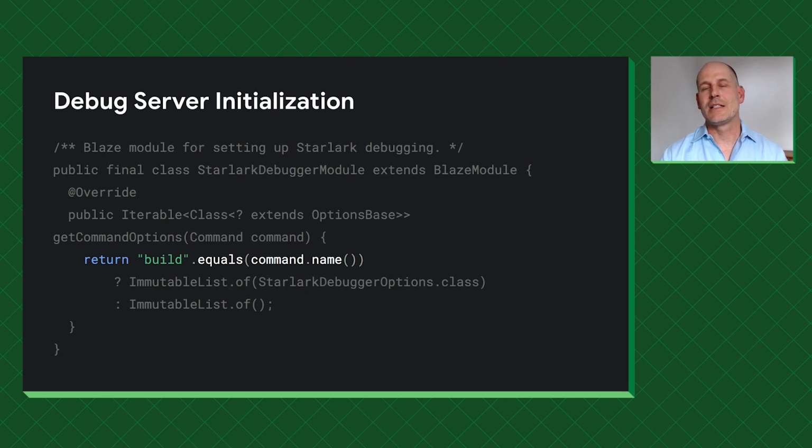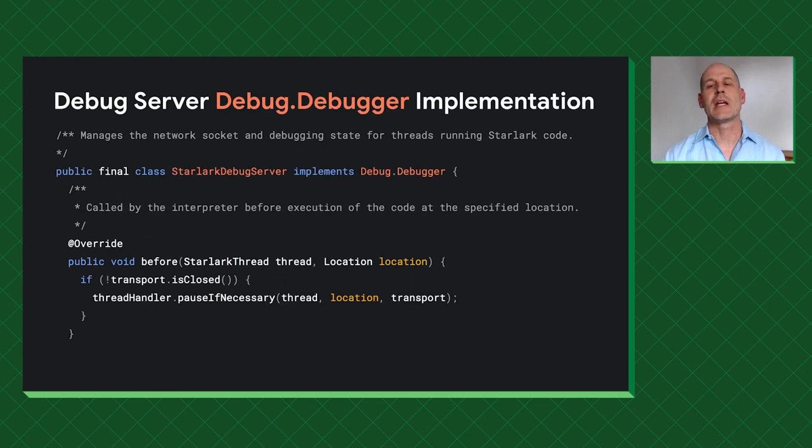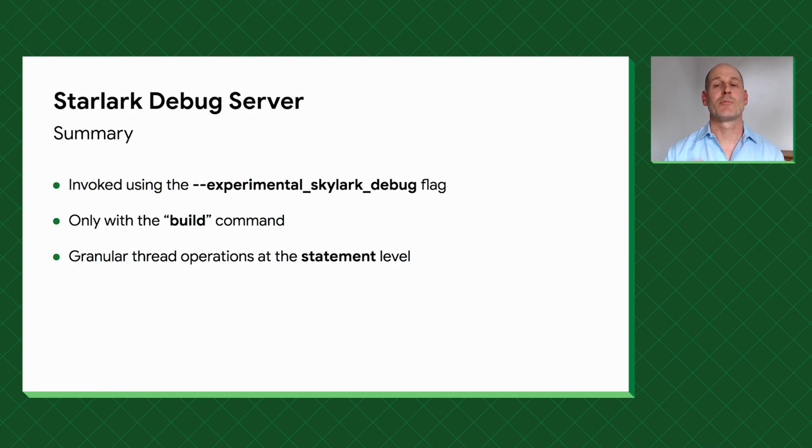And if I had to distill the debugger implementation into one spot, this might be it. Essentially, when the debugger is active, anytime a Starlark thread is about to arrive at some particular location, there's a callback, and the debug implementation gets an opportunity to pause the thread or do additional operations at that time. Okay, to summarize then, we have the experimental Starlark debug flag in conjunction with the build command that allows you to do thread operations at the statement level.